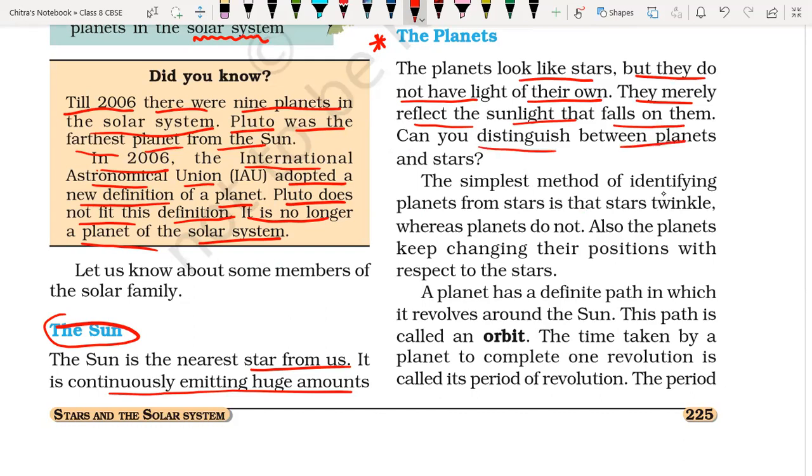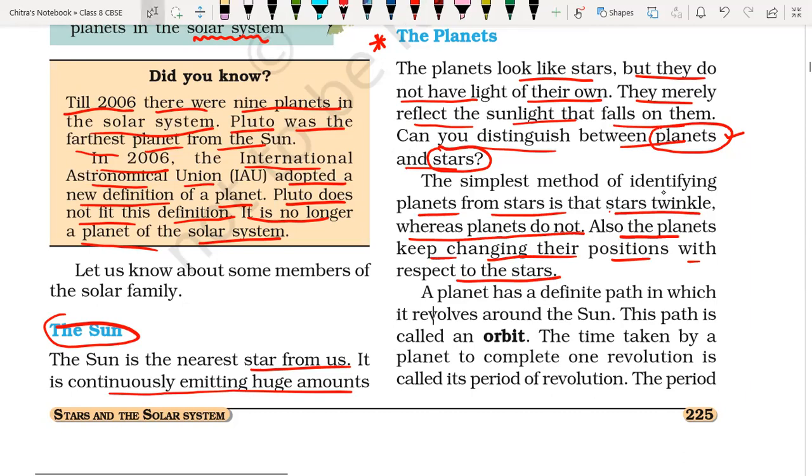Can you distinguish between a planet and a star? Yes. Stars are luminous objects. They emit their own light. But planets are non-luminous objects. They do not emit their own light, and they revolve around the star. The simplest method of identifying a planet from a star is that a star twinkles, whereas a planet does not twinkle. Also, the planet keeps changing its position with respect to the stars. These are the main points which distinguish a planet from a star.